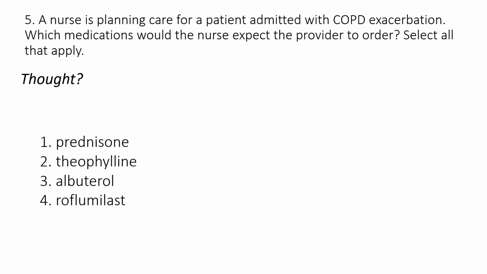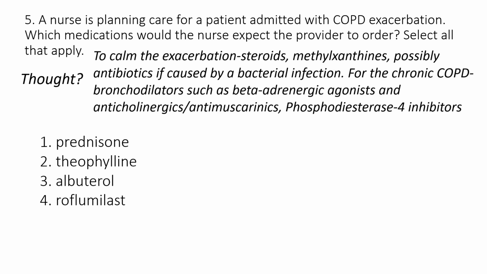Because it's select all, let's go ahead and do the true-false method. Number 1 is true, that's a steroid. Number 2 is true, that's a methylxanthine. Number 3 is true, that's a beta adrenergic agonist. And number 4 is true as well, that is a phosphodiesterase 4 inhibitor.